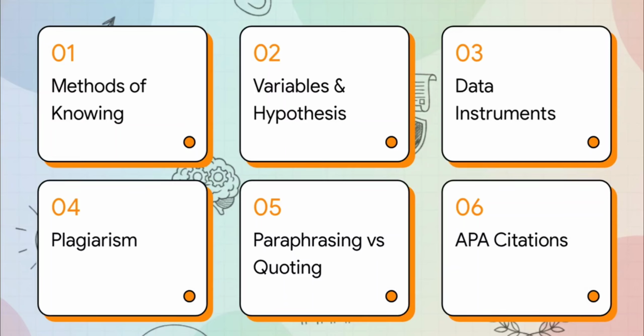We're going to start by looking at the methods of knowing, then we'll untangle variables and hypotheses, figure out our data instruments, and finally we'll wrap up with the ethical side of things, avoiding plagiarism, when to paraphrase versus quote, and how to nail those APA citations. Let's get right into it.